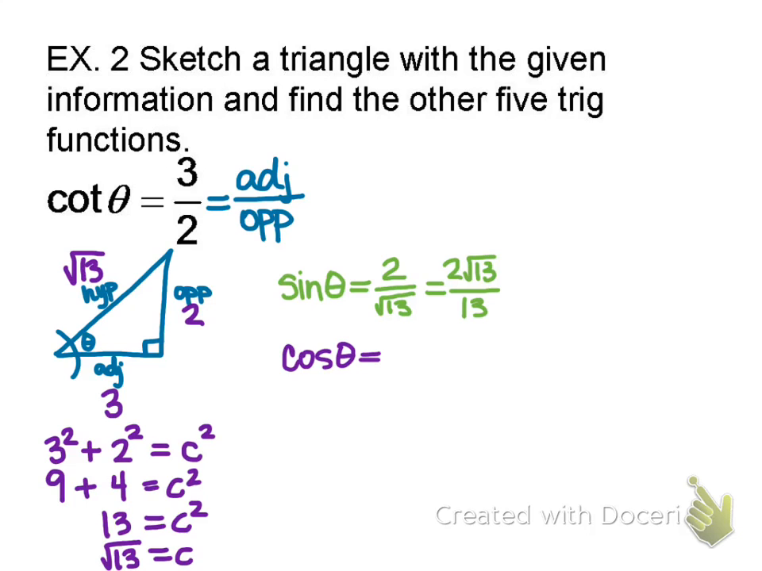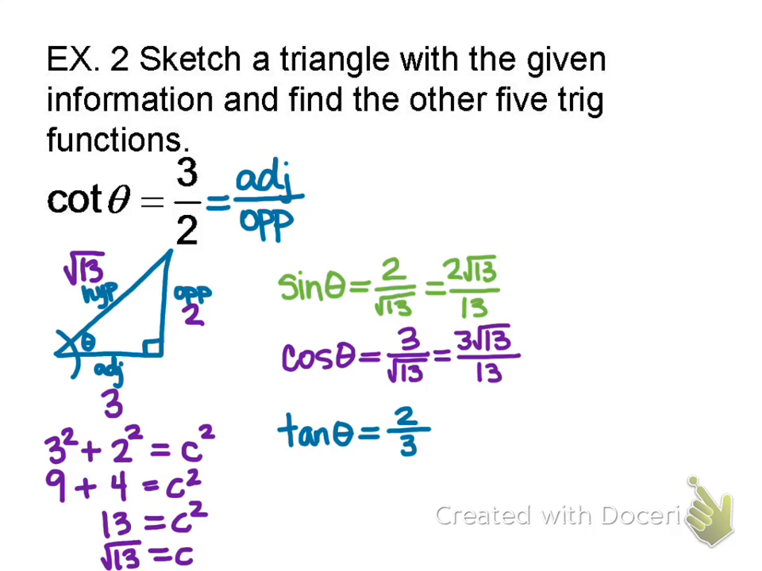Next will be cosine. Cosine of our triangle is going to be adjacent over hypotenuse, which will be 3 over the square root of 13. And when you correct this, it will be 3 square root 13 over 13. The tangent of our angle is opposite over adjacent, so that's going to be 2 over 3. And notice tangent is also the reciprocal of cotangent, so I could have gotten that from the original information.